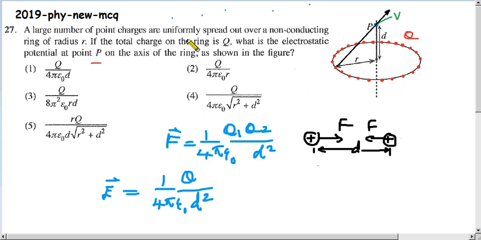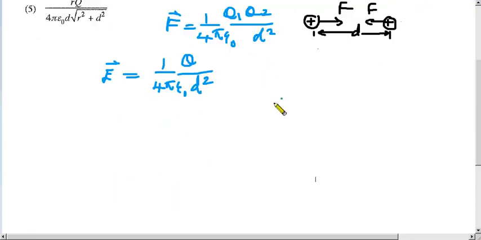But what they ask is potential V. So what is the equation for potential? V equals 1 over 4 pi epsilon naught Q divided by d, not d squared. There is no power 2 here.